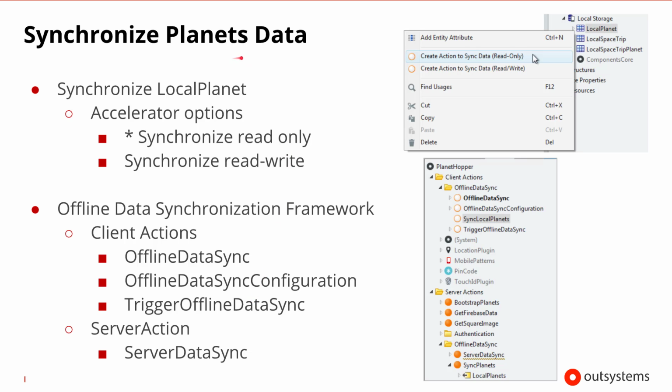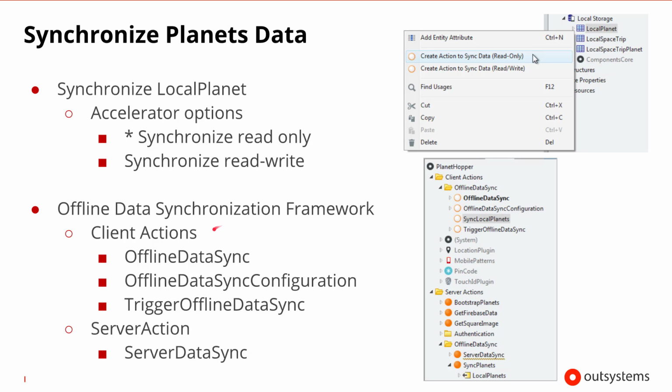So to synchronize planet data to the local planet, we're actually going to use an accelerator option that will let us synchronize them in a read-only fashion. If we look to the right, we have our local planet local storage entity, and when we right-click on it, we can create the action and do read-only or read-write. We're going to be using a read-write. And this accelerator takes advantage of the offline data synchronization framework that's available in mobile apps inside of OutSystems.